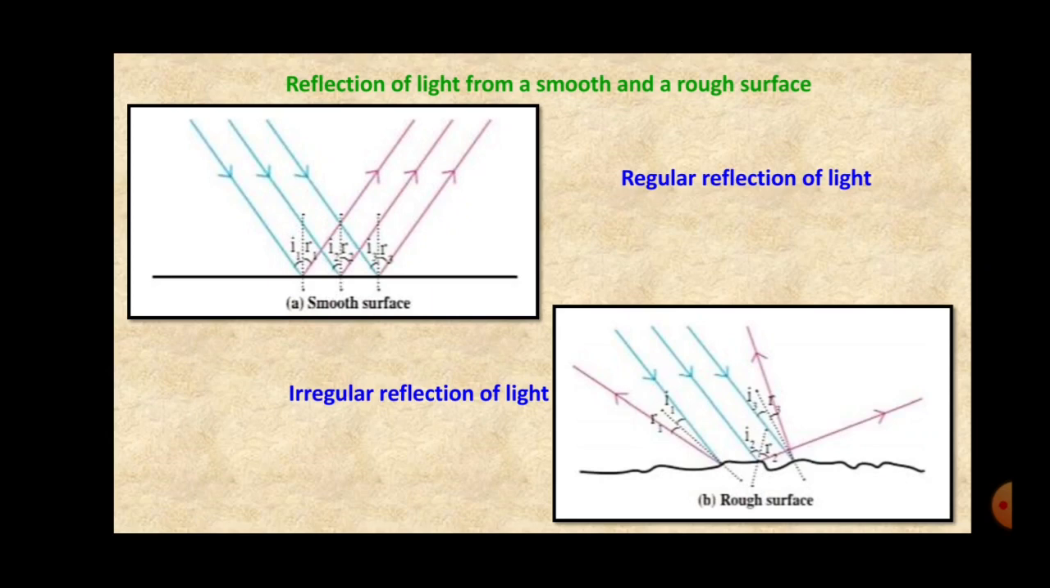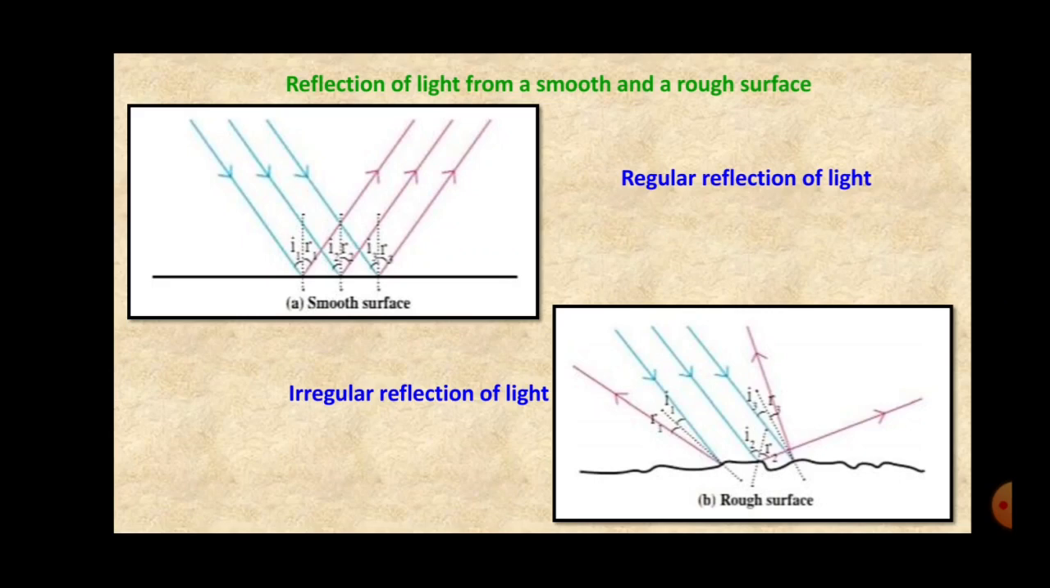Now we will see what happens when these rays of light fall on a smooth surface and a rough surface, right? So we'll just see the first one. What happens when the rays of light fall on a smooth surface? Now the reflection of light from a plane and smooth surface is called regular reflection of light, whereas from a rough surface it is called irregular reflection of light. Now why is it called so? We are going to understand this.